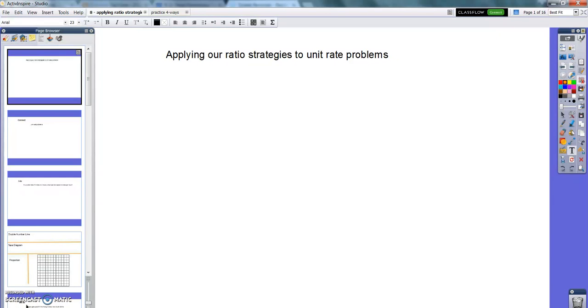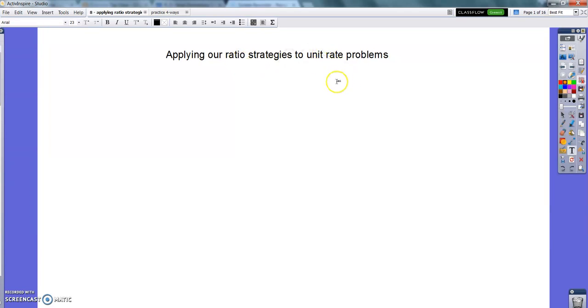Good evening, Accelerated Math. Today we're going to be applying our ratio strategies that we learned prior. We're going to apply those strategies to rate problems. So if you will title your next page. You may need 2 pages for this now that I think of it. We're going to go through all 4 strategies again.